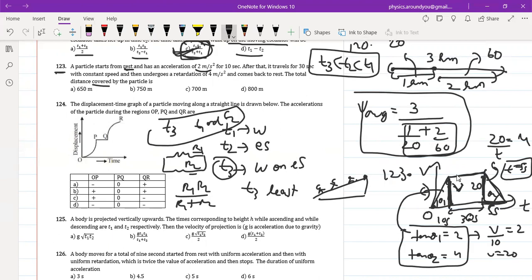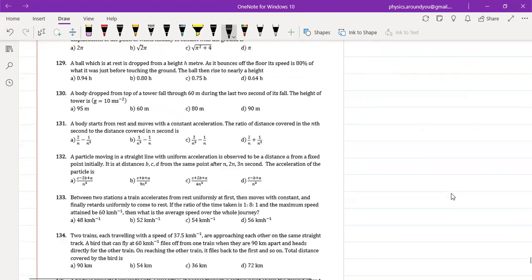Now you have everything that you need. Calculate the area. Area of the triangle plus area of this rectangle plus area of this triangle would give you the total distance traveled in this much time. That is question number 123. Now, question number 124.